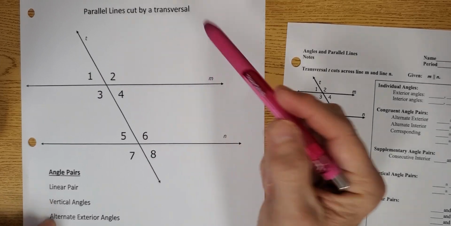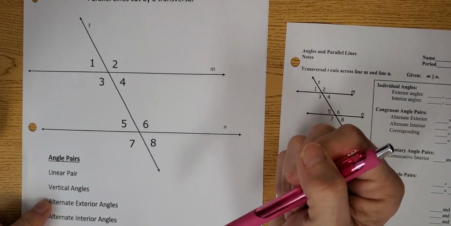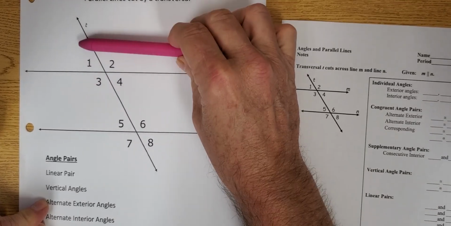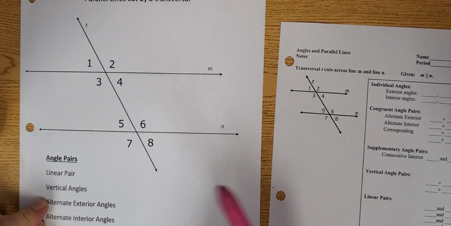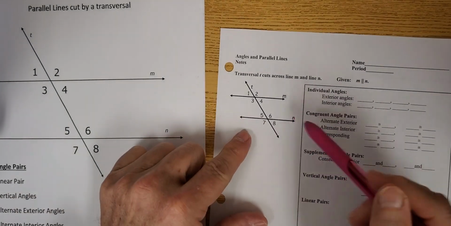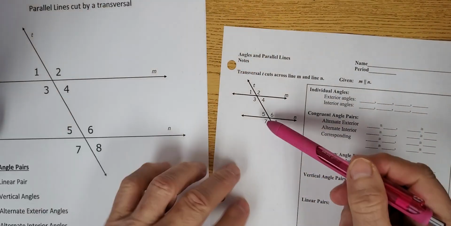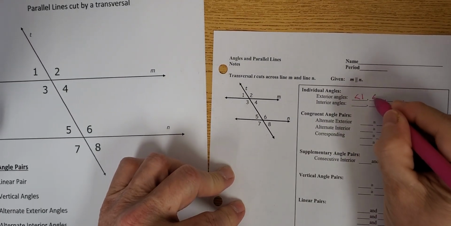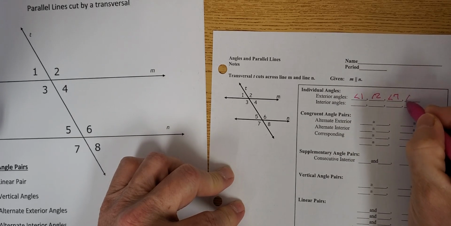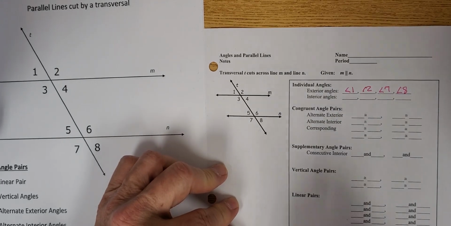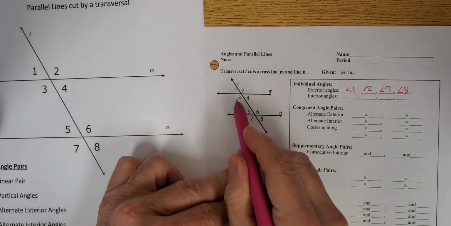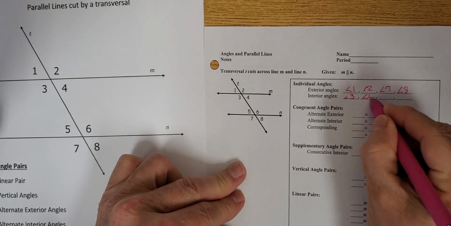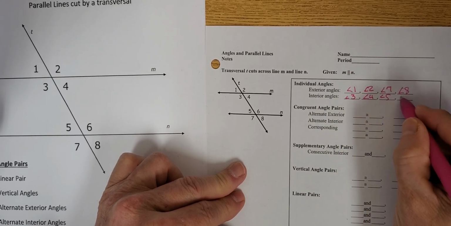and 3, okay? Alternate exterior angles are going to be, first of all, exterior. And, well, let's go over here. Exterior angles are the angles on the outside of the parallel lines. In other words, angle 1, angle 2, angle 7, and angle 8, right? Can y'all see that? Yeah, good. Interior angles are the ones on the inside, right? 3, 4, 5, and 6. So angle 3, angle 4, angle 5, and angle 6.